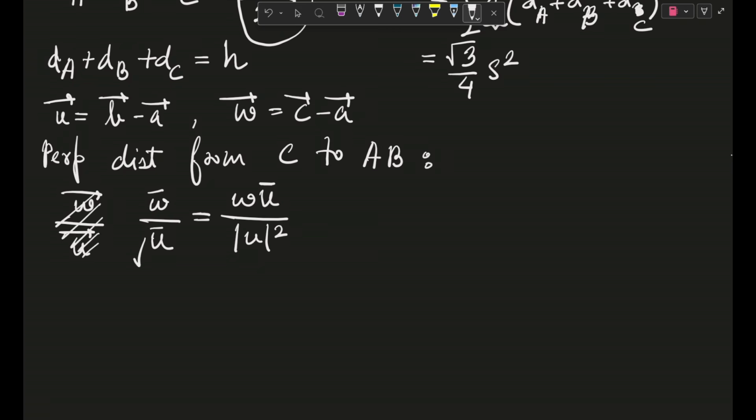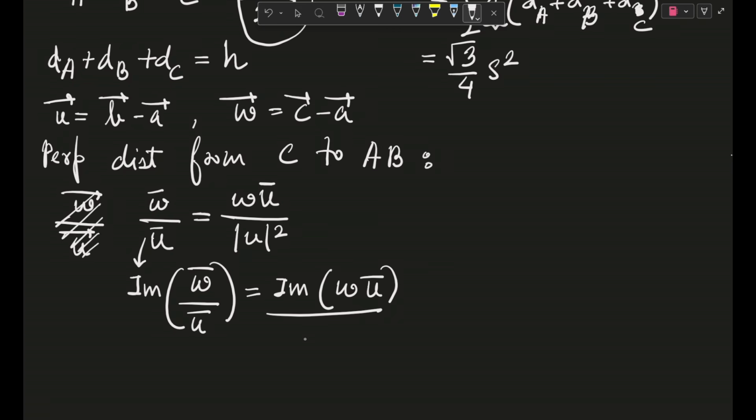After this step, I will take the imaginary parts on both sides. The imaginary part of this thing would be equal to the imaginary part, obviously, of this thing. So the imaginary part of w u vector by mod u vector square. Now you would have a question: why are the imaginary parts equal? Very basic and simple, because these are c minus a, b minus a type, so the real part actually won't exist.